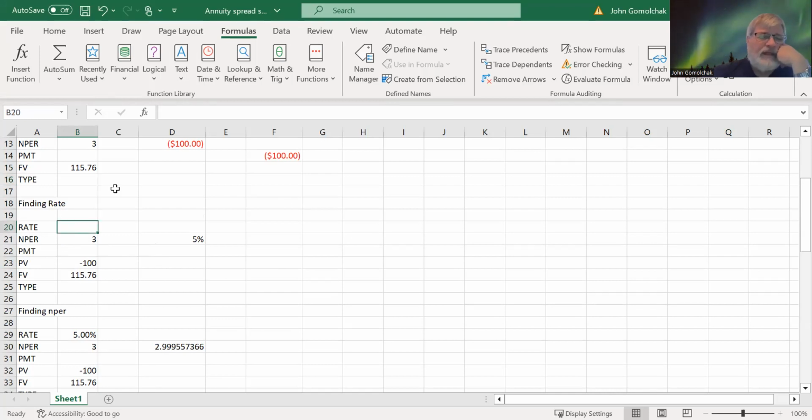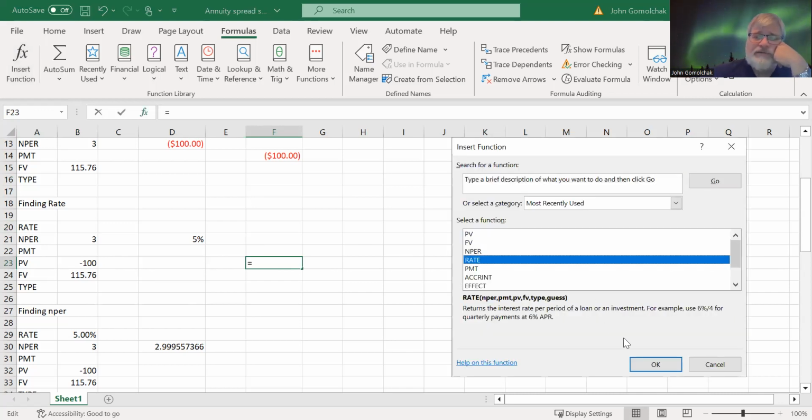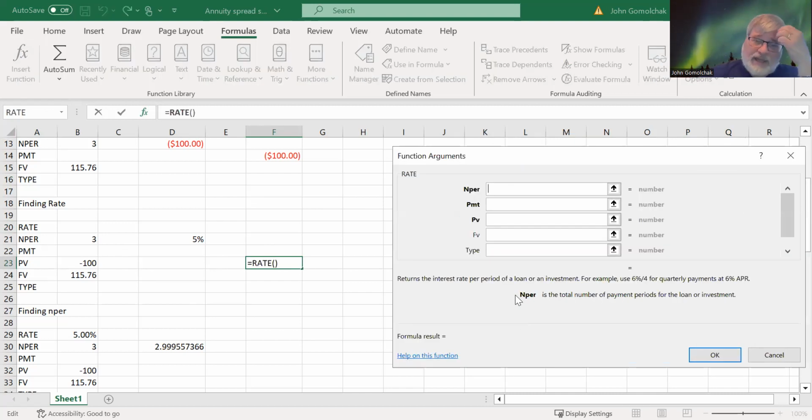We don't need that. So if I know that I have a number of periods of 3, a present value of $100, and that's a negative number, remember, and a future value of $115.76, I'm going to click on insert function, and I'm going to click rate. Rate gives me an input page of number of periods, payment, present value, future value, and type. So number of periods is going to be 3.